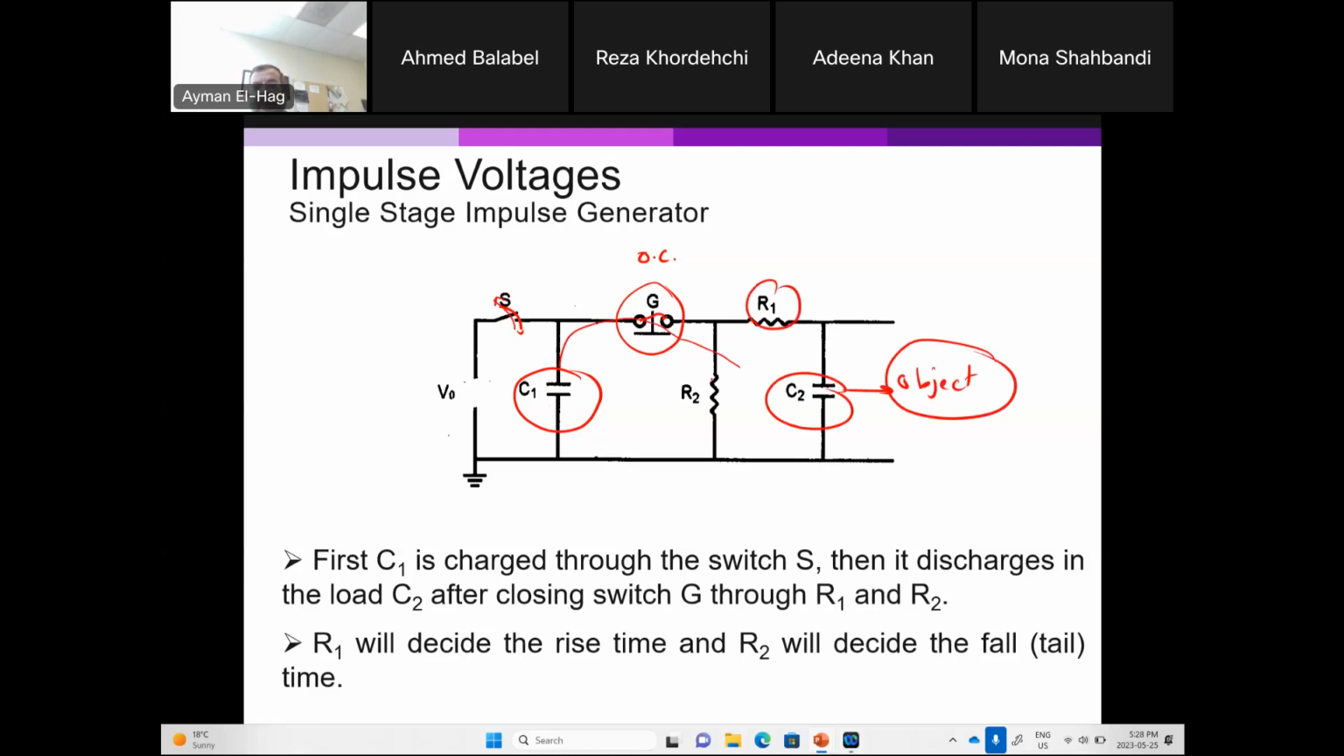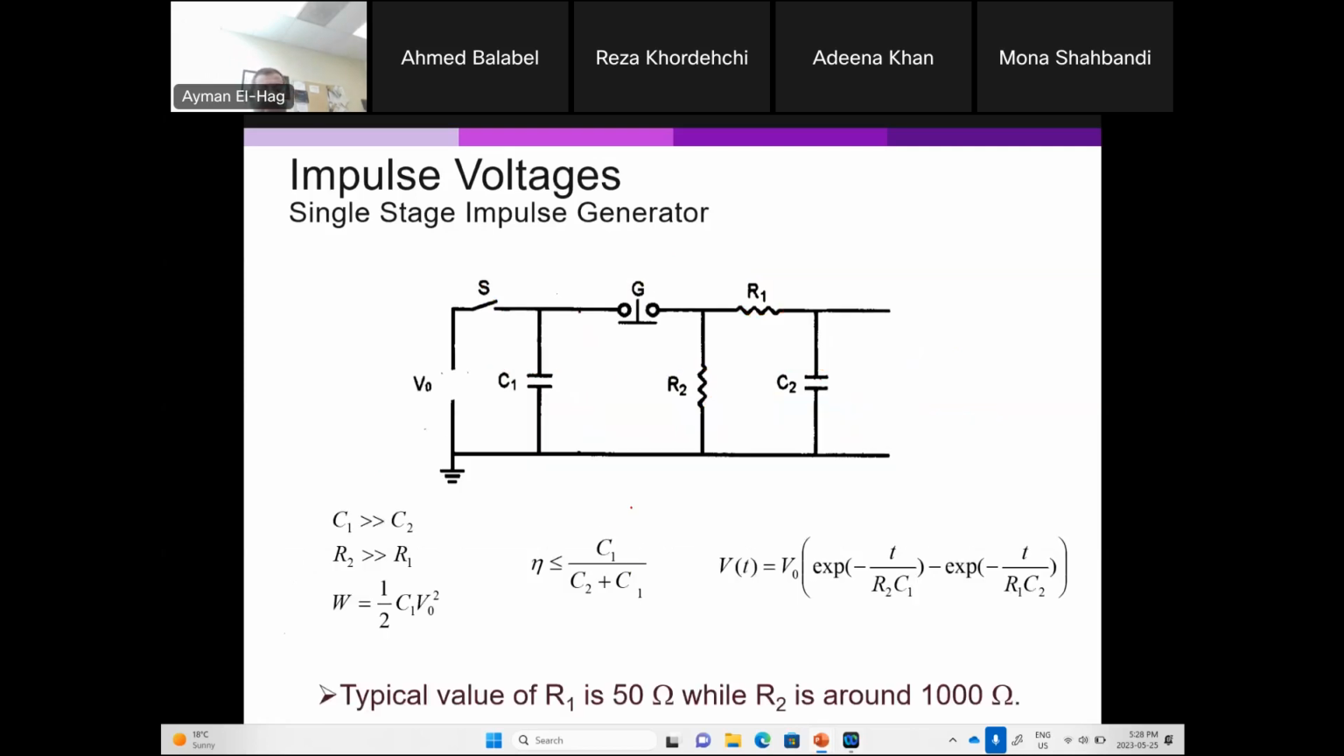R1 and R2, basically, are the resistors we use here to shape our signal, the front and the fall of the signal. As I said, we have two parameters, the rise time and the fall time. So R1 will decide the rise time and R2 will decide the fall time. Now there are certain criteria for the design of the impulse generator. C1 should be much larger than C2. R2 should be much larger than R1.